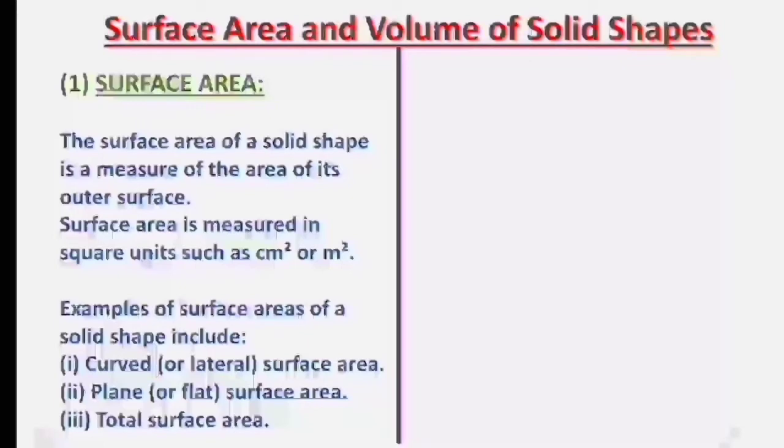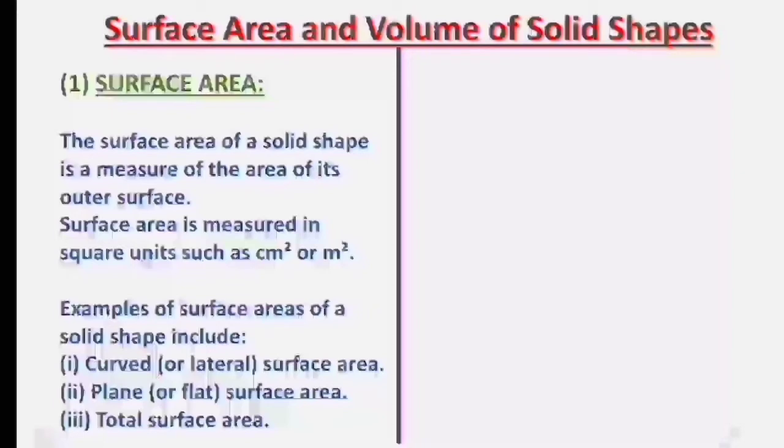Let's learn about the surface area and volume of solid shapes. The surface area of a solid shape is a measure of the area of its outer surface. Surface area is measured in square units such as centimeter squared or meter squared.